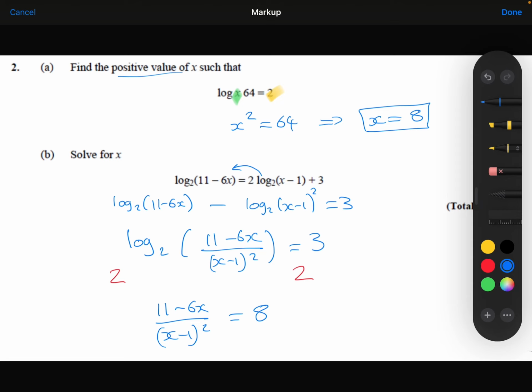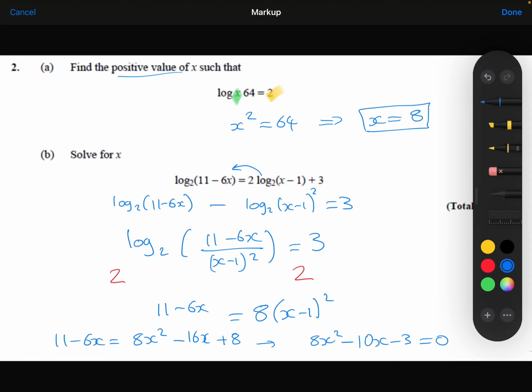I'm now going to multiply both sides by that quadratic to get rid of the fraction. I'm going to expand the brackets out. And move everything onto one side of the equation to get 8x squared minus 10x minus 3 equals 0, which I can then factorise to be 4x plus 1 or 2x minus 3.